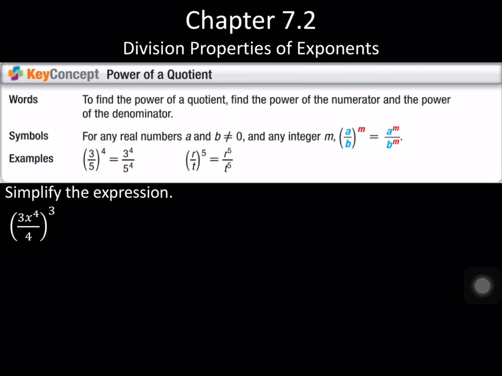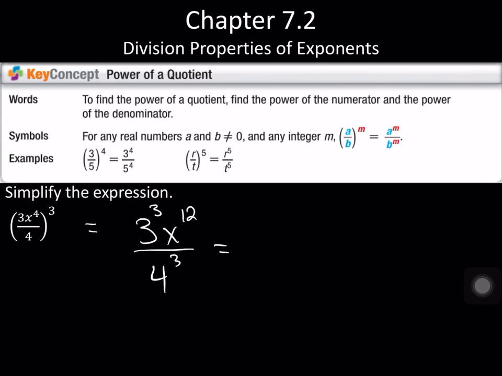Okay, so for a problem like this, notice that the 3 is going to be cubed. We'll go ahead and work that one out in just a second. The x to the 4th is being raised to the third power. So x to the 4th cubed, that's that power of a power thing happening there. So 4 times 3 is going to be x to the 12th. And then the denominator there is still going to get that exponent of 3.